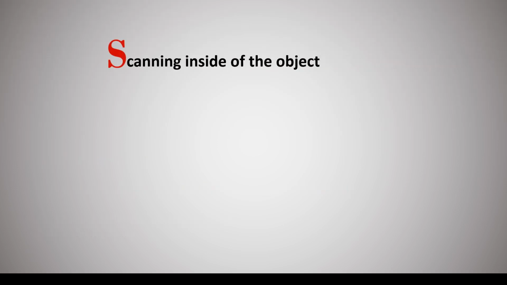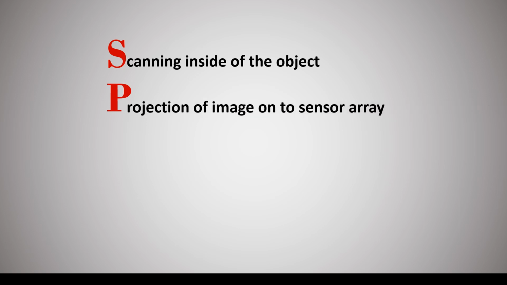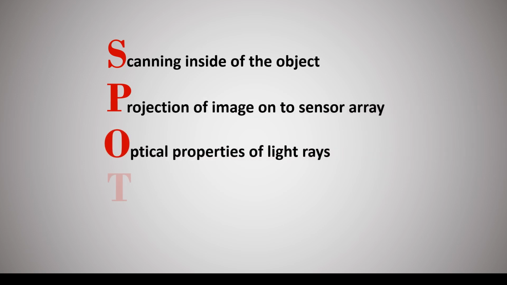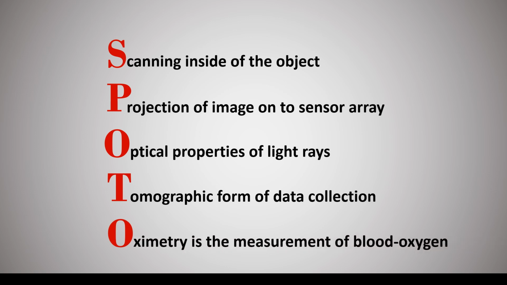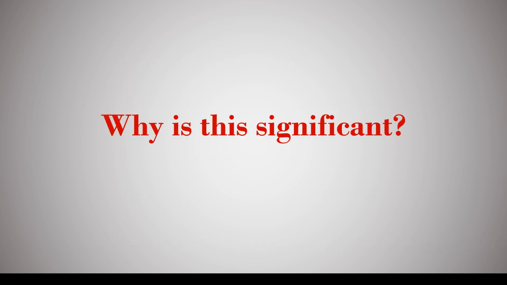S is for scanning inside the object, P for the projection of an image onto the sensor array, O for the optical properties of light rays, T for the tomographic form of data collection, which provides an image of the cross-section of an object, O for oximetry, which is a measurement of blood oxygen. So why is Spoto significant? Well, I will answer this question momentarily.